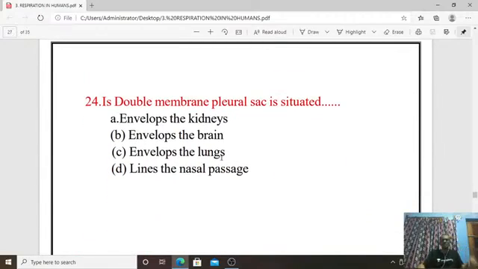Next, 24. Where is the double membrane pleural sac situated? The pleural membrane is present as the covering of the lungs, isn't it? The covering of the lungs is called the pleural membrane. In between the outer parietal pleura and the inner visceral pleura, we can observe the pleural sac, and pleural fluid is present in that pleural sac. And the last question.